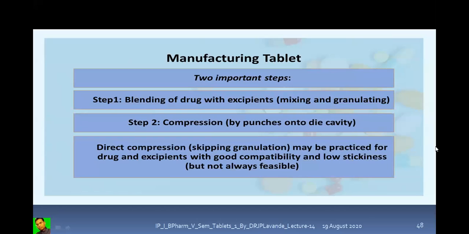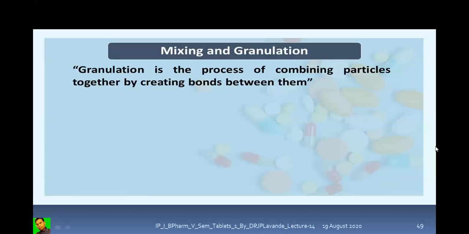It is also advisable to go for direct compression when the drugs are sensitive to heat, sensitive to compression, or very sensitive to the addition of a binding agent, that is, drugs that undergo hydrolysis when they come in contact with an aqueous binder. In such cases, there is a need to go for mixing and granulation. So what is granulation? Granulation is the process of combining particles together by creating bonds between them.